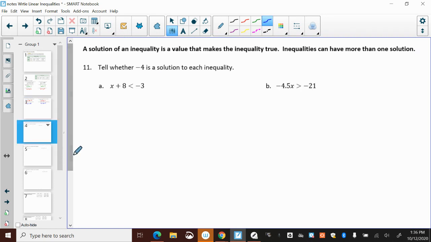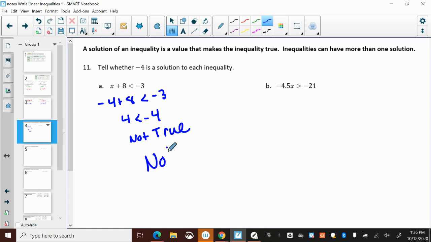We also want to be able to tell if a number is a solution to the inequality. So what you're going to do is take the number and plug it in where you see the variable. So this is going to be minus 4 plus 8. Is that greater than -3? Minus 4 plus 8 gets us positive 4. Is 4 less than -4? That is not true. So our answer is no.